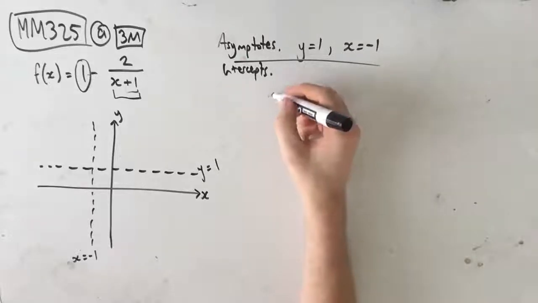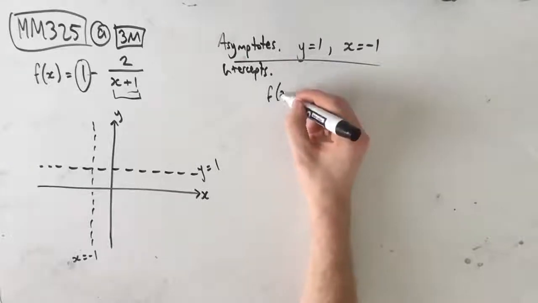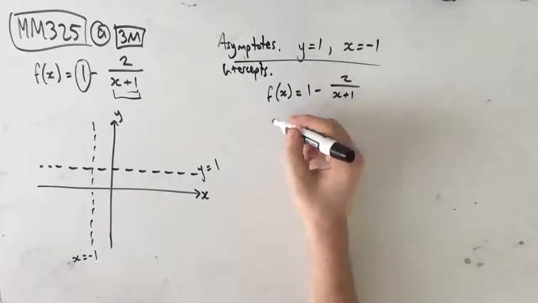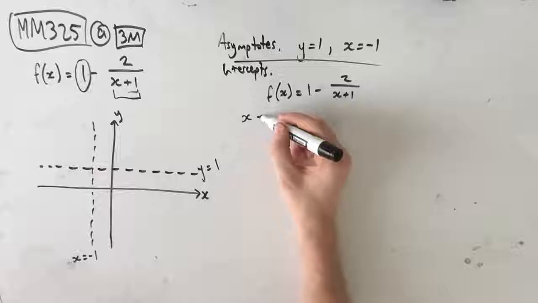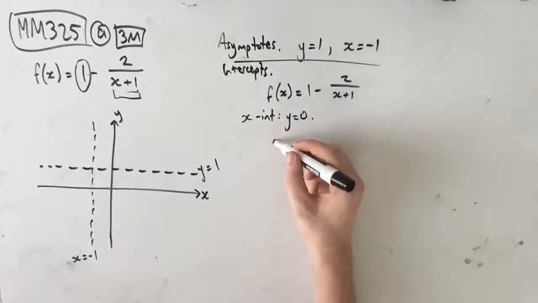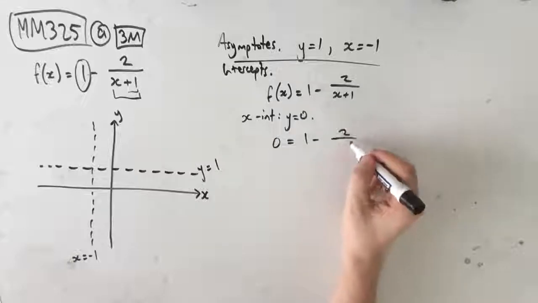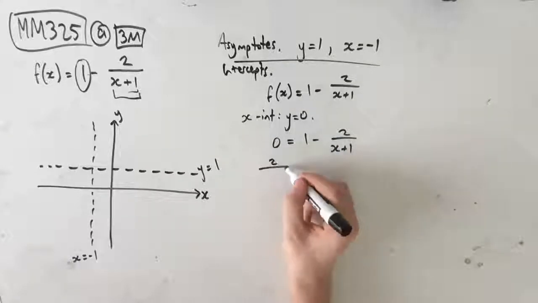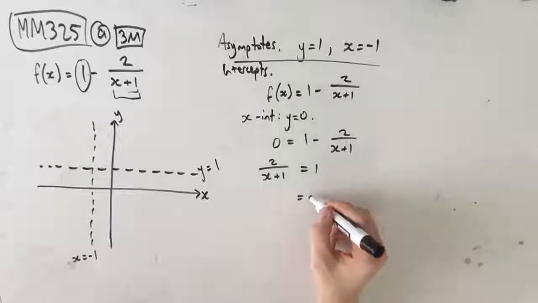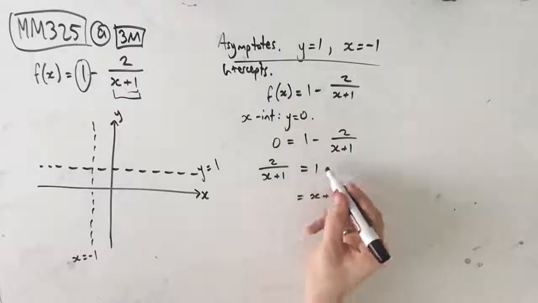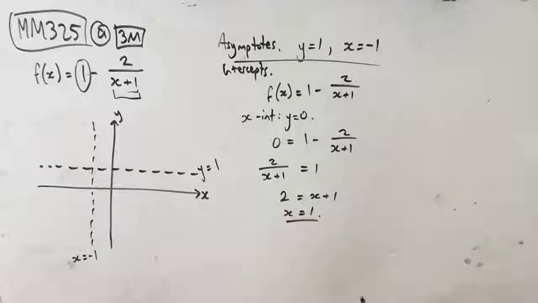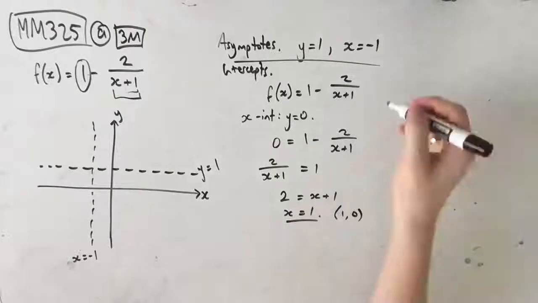And as always, guys, we know that f of x equals 1 take 2 over x plus 1. Let's go with our x-intercept first. So x-intercept, y equals 0. So 0 equals 1 take 2 over x plus 1. So 2 over x plus 1 equals 1. Which means that x plus 1, I'm just multiplying both sides by x plus 1, is equal to 2, which means x equals 1. So x-intercept is 1, 0.